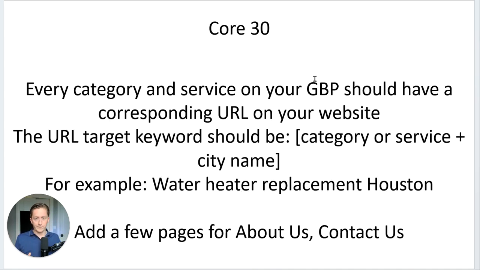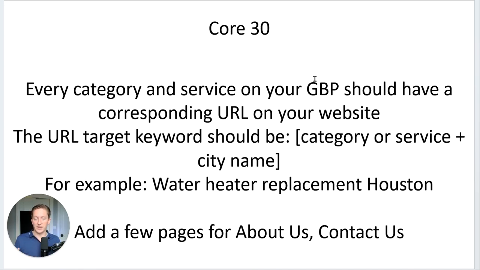So when I say the core 30, you'll hear this phrase a lot. What I mean by that is an article, a URL for every category and every service on your Google Business Profile. So for each one of those, we want the target keyword to be that category or service plus the city name. Water heater replacement Houston is the example. Water heater replacement is a GBP service. It's not a category. So if we had that on the website for a plumber in Houston, we would make sure to build a page for water heater replacement Houston, water heater replacement being the service.